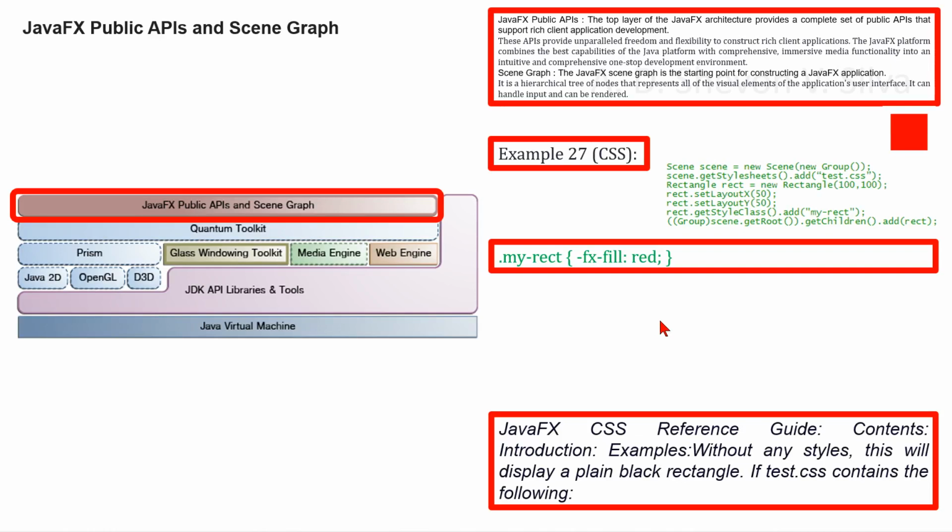Now we are considering examples in the introduction in the contents of the JavaFX CSS reference guide. Without any styles, this will display a plain black rectangle. If test.css contains the following, the rectangle will be red instead of black. Consider the following simple JavaFX application.